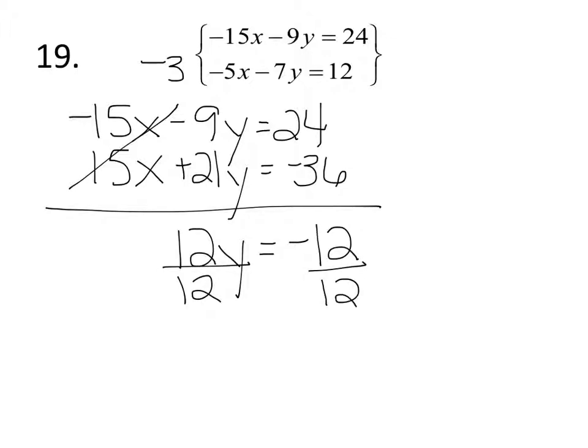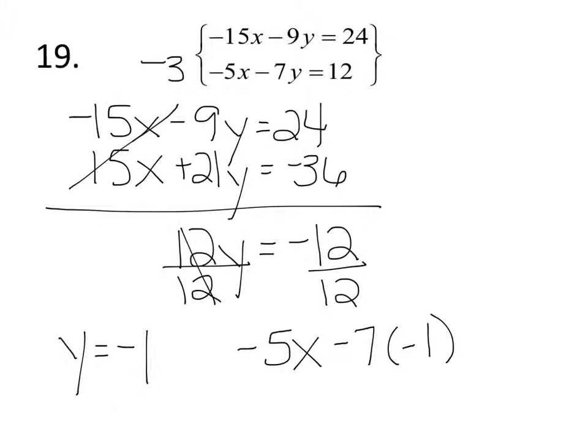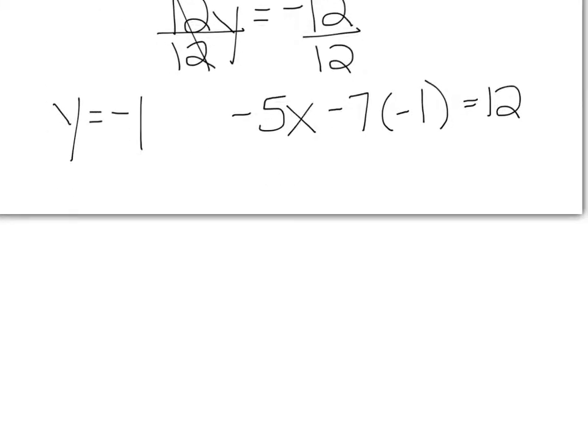Divide both sides by 12. You get y equals negative 1. And then again, you're going to plug that back into one of the equations. Doesn't matter which one. I'm going to choose the bottom one just because it has smaller numbers to deal with. So I have negative 5x minus 7 times negative 1, because we know y is negative 1, equals 12. So you have negative 5x, negative 7 times negative 1 is positive 7, equals 12.